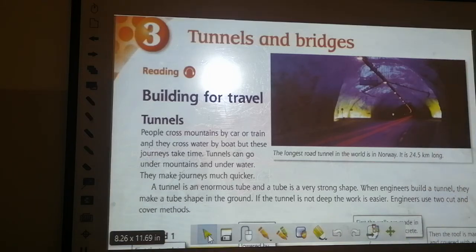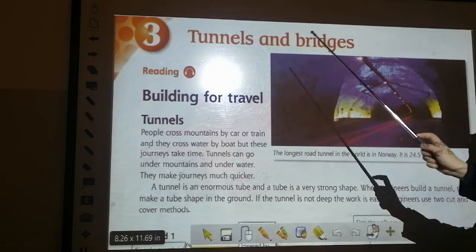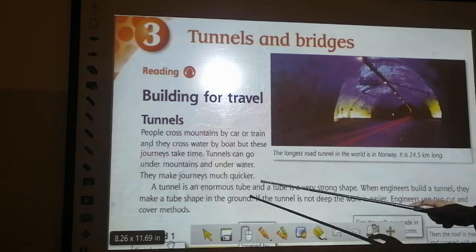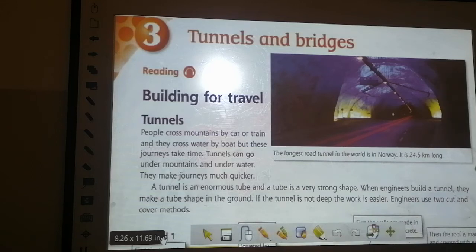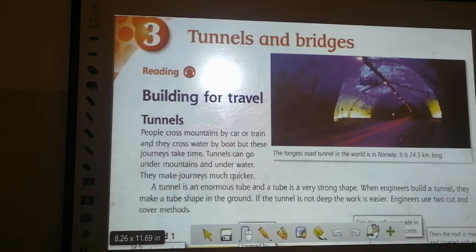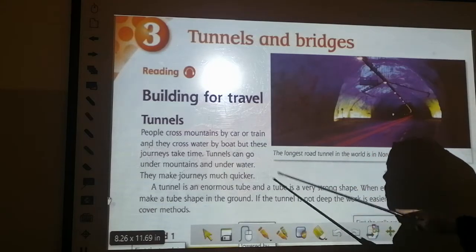Last time, we read the first paragraph. Building for travel. Tunnels. People cross mountains by car or train, and they cross water by boat. But these journeys, اللي هي long trips, take time. Tunnels can go under the mountains and the water. They make journeys much quicker. So, how can tunnels make journeys much quicker? Because they can go under the mountains and the water.